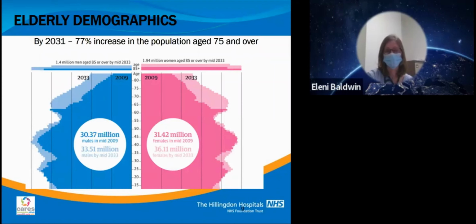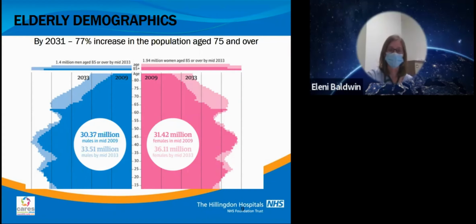This is one of the reasons that we're so focused on frailty at the moment, because we know that our elderly population is going to have a massive boom. So this graph is from 2009. You can see that we're already halfway through this. This is age going up here. I'm hoping you can see my cursor.